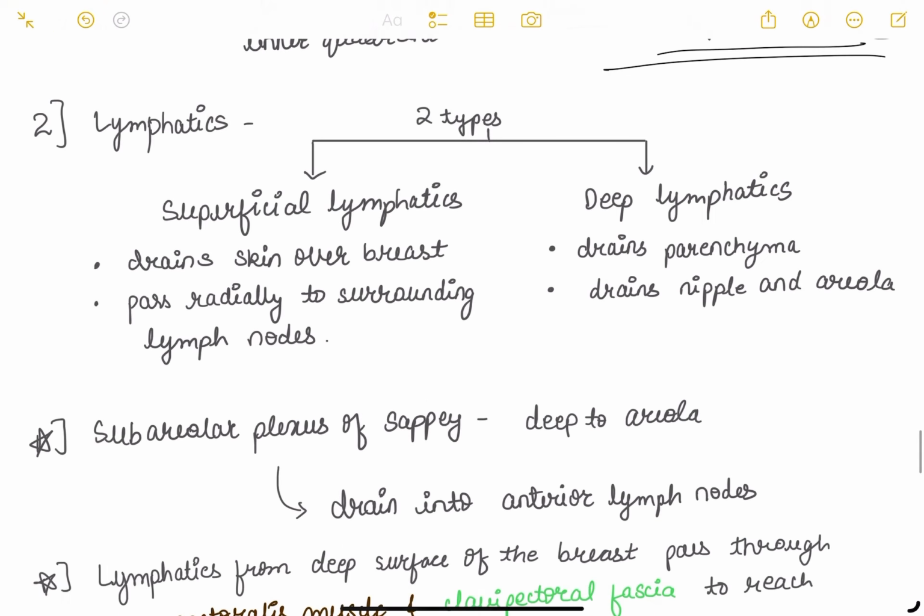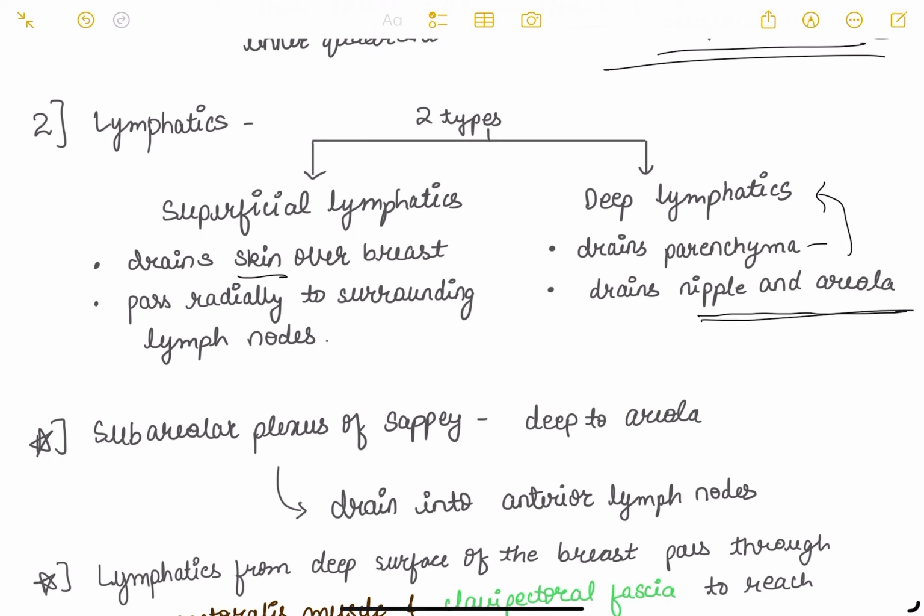Now let us look at the lymph vessels. Okay, so there are going to be 2 types: superficial lymphatics and deep lymphatics. Now what are the superficial lymphatics going to drain? They are going to drain the skin over the breast. They are draining the skin, but they will not drain the nipple and areola. The nipple and areola are drained by the deep lymphatics of the breast. Now the superficial lymphatics are going to pass radially to the surrounding lymph nodes, and the deep lymphatics drain the parenchyma and nipple and areola.